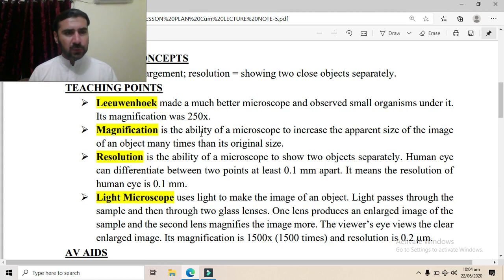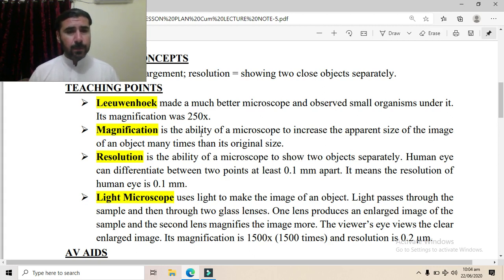Whenever you use a microscope, you students have observed that there are lenses there. Usually in a compound microscope, in a light microscope, there are two lenses. One is just above the sample, and one is inside the eyepiece. These two lenses magnify the image of the object which is being viewed. Usually in labs, we prepare a slide and then we observe it under the microscope.